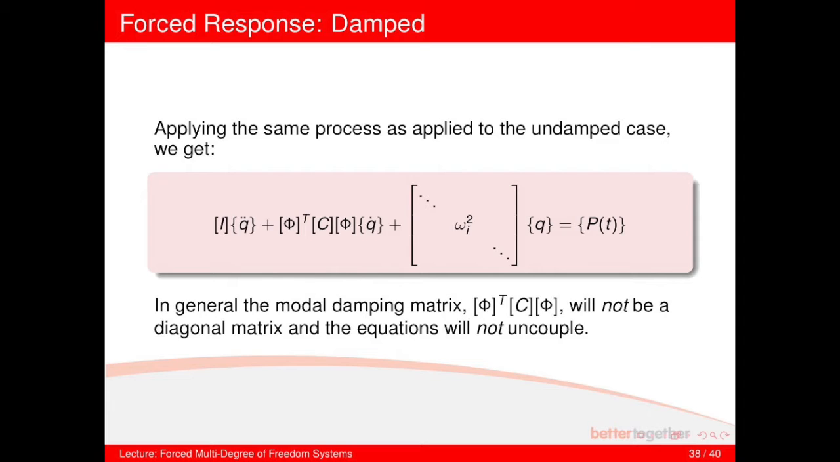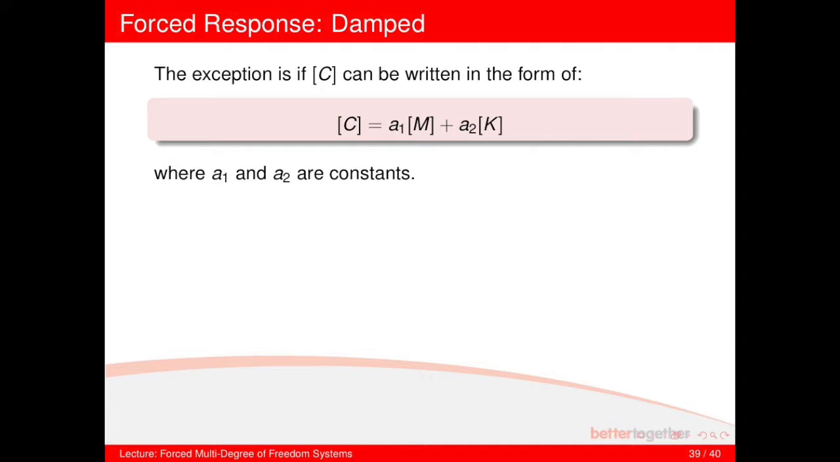And what that means is that, in general, the modal damping matrix will not be a diagonal matrix and the equations will not therefore uncouple. But there is a condition where they will uncouple, and that's where C is written in this form. Some coefficient times the mass matrix plus some coefficient times the K matrix, okay? And that's known as linearly proportional damping, okay? It's linearly proportional to the mass and the stiffness matrices, okay? A1 and A2 are just constants, okay?